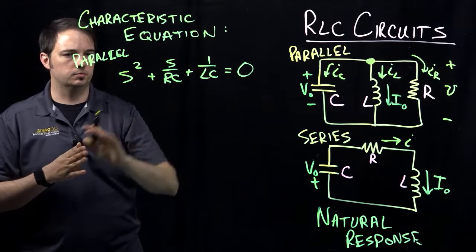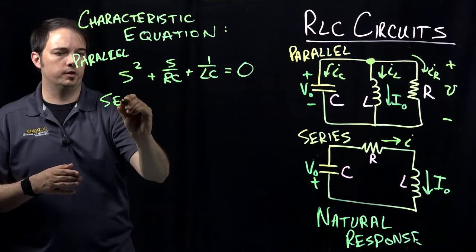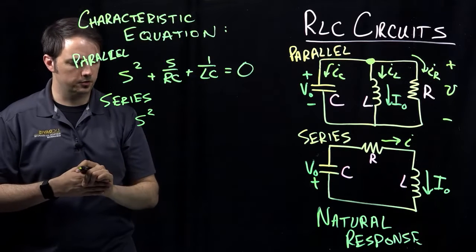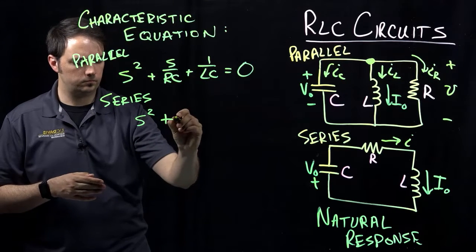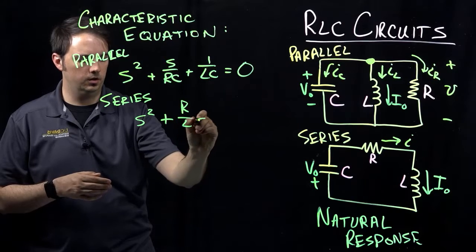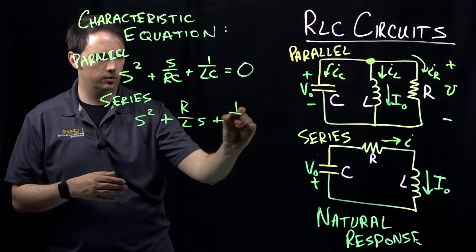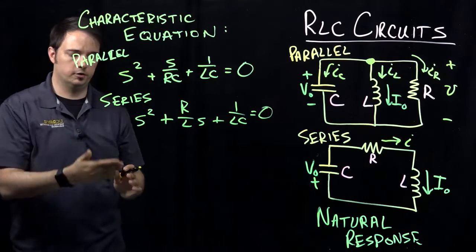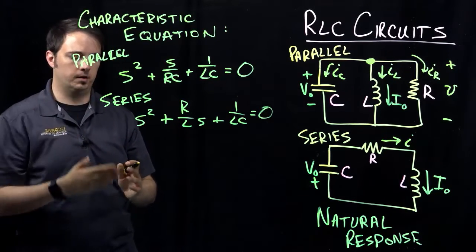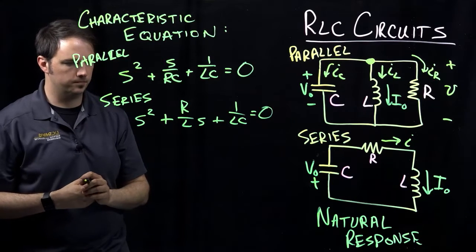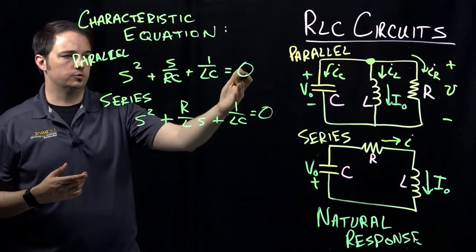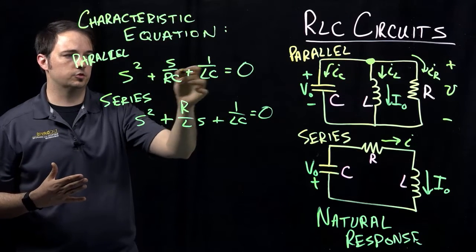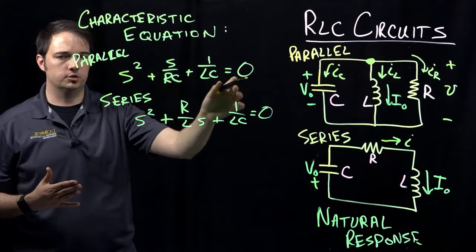So again, this would be specific for the parallel case, and then what we'd have for the series case is very similar, but specifically still s squared plus r over L times s plus 1 over LC equals 0. So these are what are known as the characteristic equations for each of the parallel and the series RLC circuit case. And here s is the variable that we would need to solve for this equation to be valid.